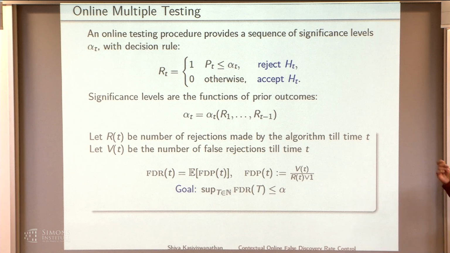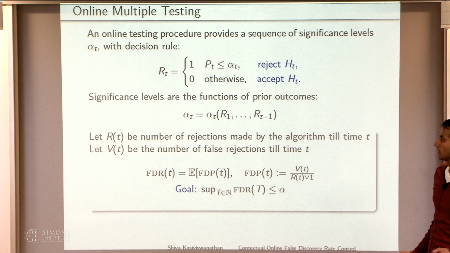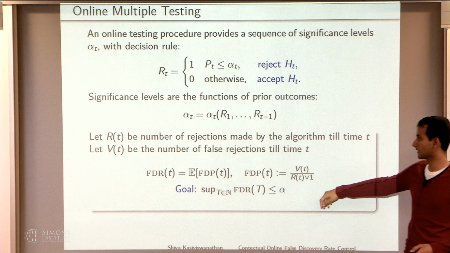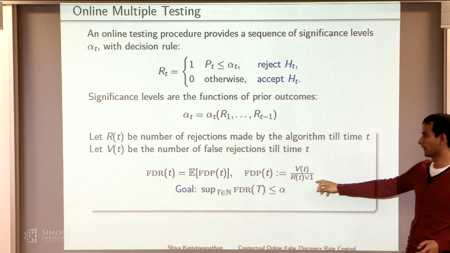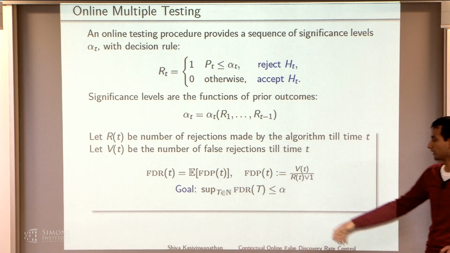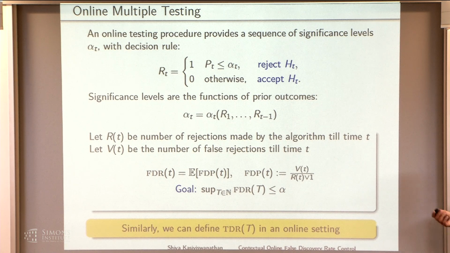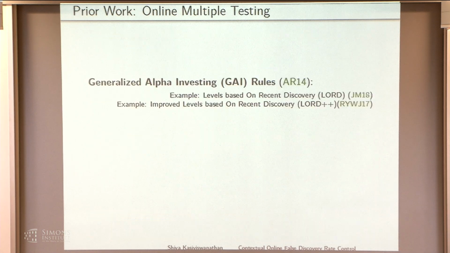One can just go ahead and define FDR again in this online setup. It's almost the same, just with a time subscript added. The false discovery proportion is the number of false rejections divided by the number of rejections, and the expected value of that is FDR at time t. You want the supremum of this over all time steps to be controlled by alpha. That's the goal in an online setup. The challenge here is that you don't know what's happening in the future. You have to accept or reject based on what you have seen so far. Then we can similarly define true discovery rate in the online setting.